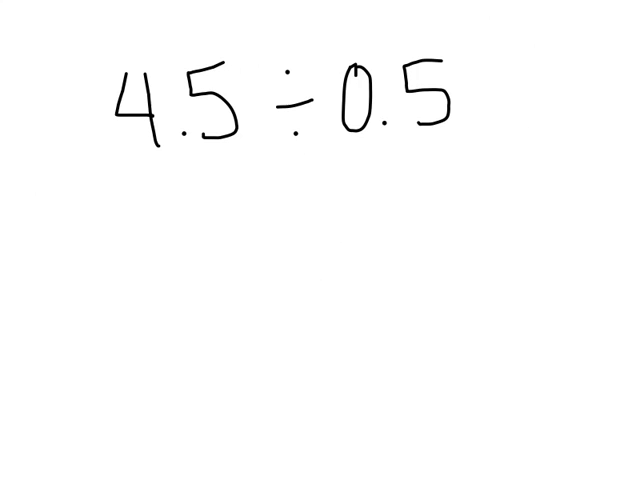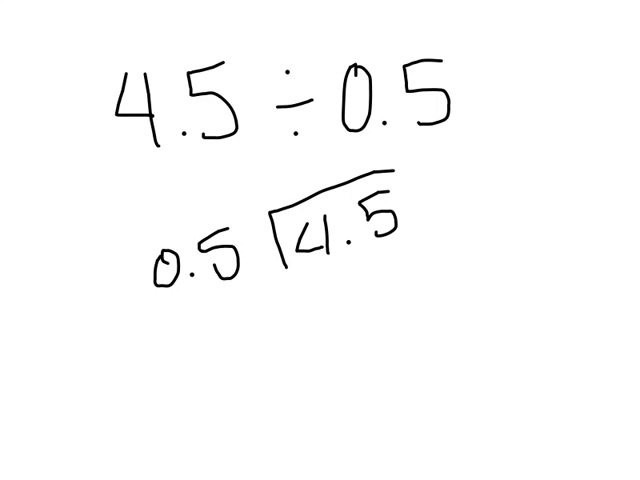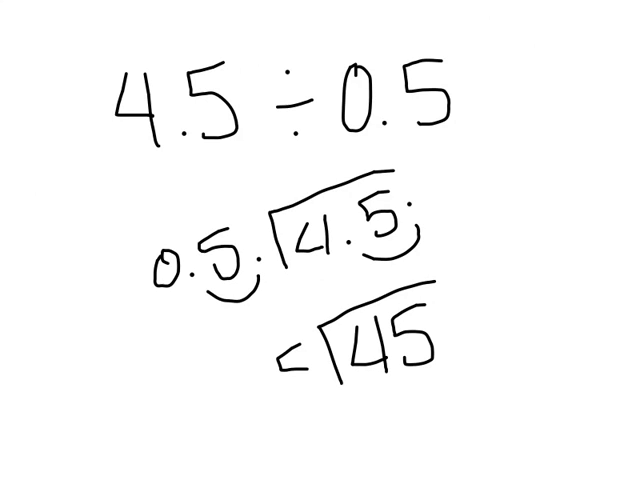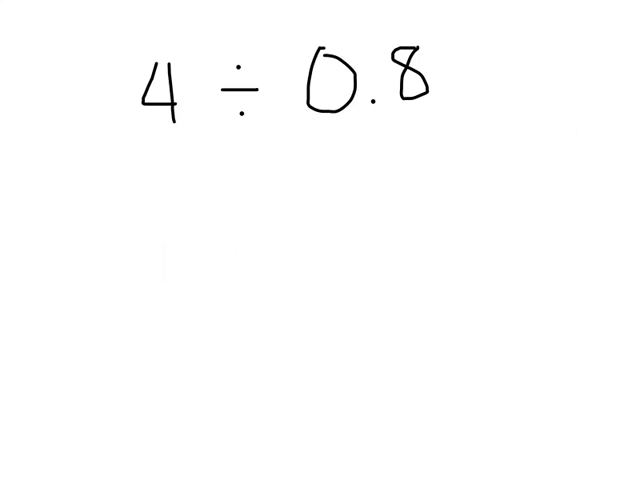You try a problem. What's 4 5/10 divided by 5/10? Let's see how you did. When I divide 4 5/10 divided by 5/10, the first thing I need to do is multiply by 10 and by 10 to create a new problem. It's the same as 45 divided by 5. 45 divided by 5 is 9. So 4 and 5/10 divided by 5/10 is 9.